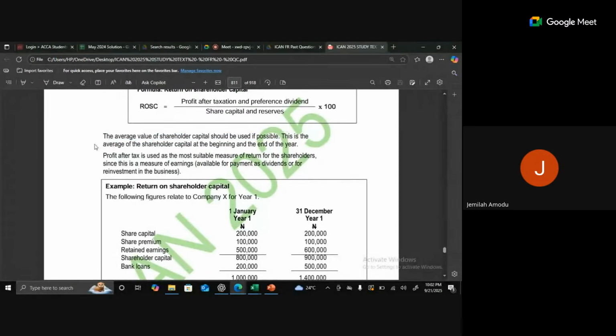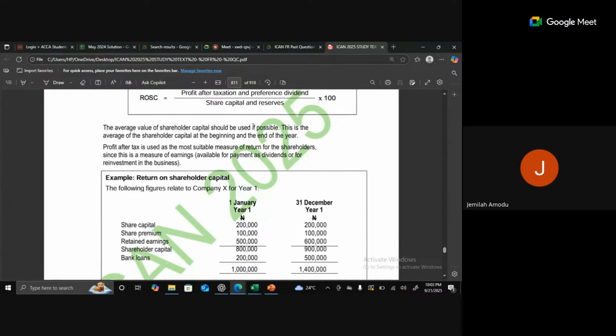They say this is the average of share capital at the beginning and at the end. So if what you are giving is not at the beginning and at the end, just use the figure you have. Don't bother yourself about average, right? Average comes into play when you have two or more data that you want to take the average of. But if it's just one that you were given, focus on that one and forget about average. But if possible, that is why they use 'if possible' here, use the average share capital.